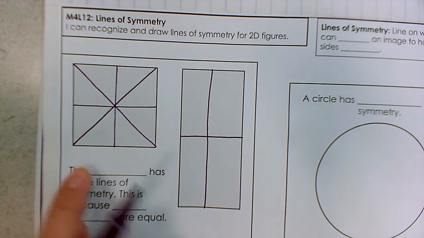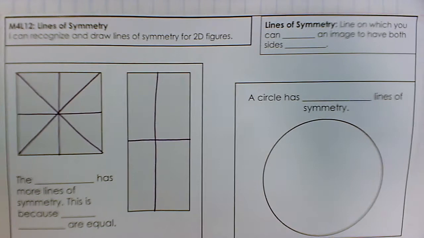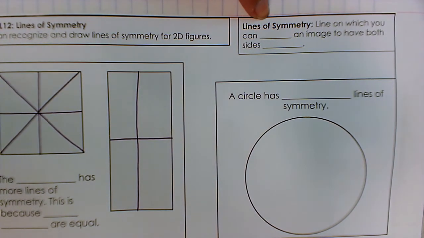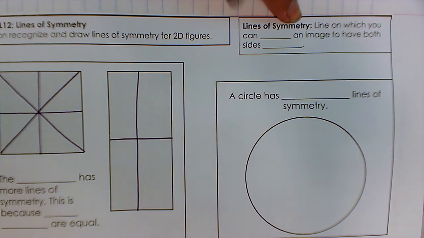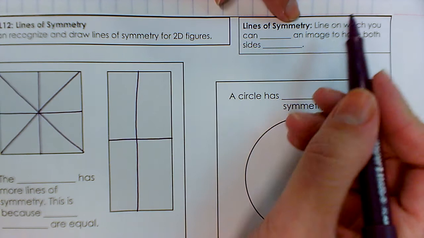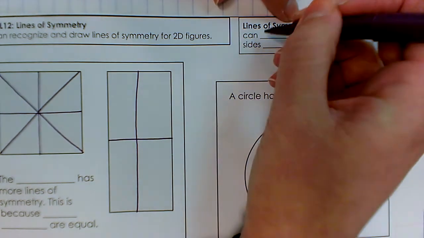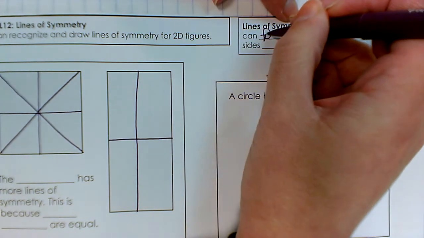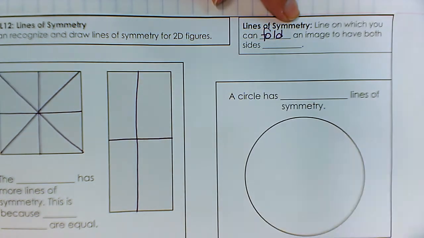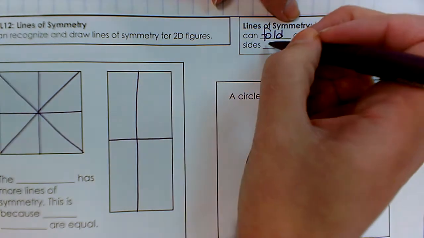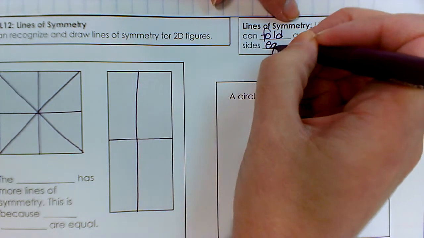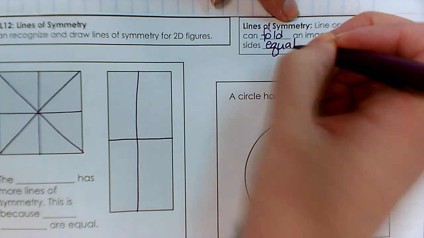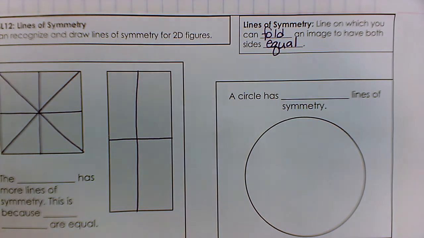Okay? So what we just did here in these 2 shapes is we found the lines of symmetry. So I'm up here in my notes. A line of symmetry is a line on which you can fold an image to have both sides equal. That means it has to match exactly the same.